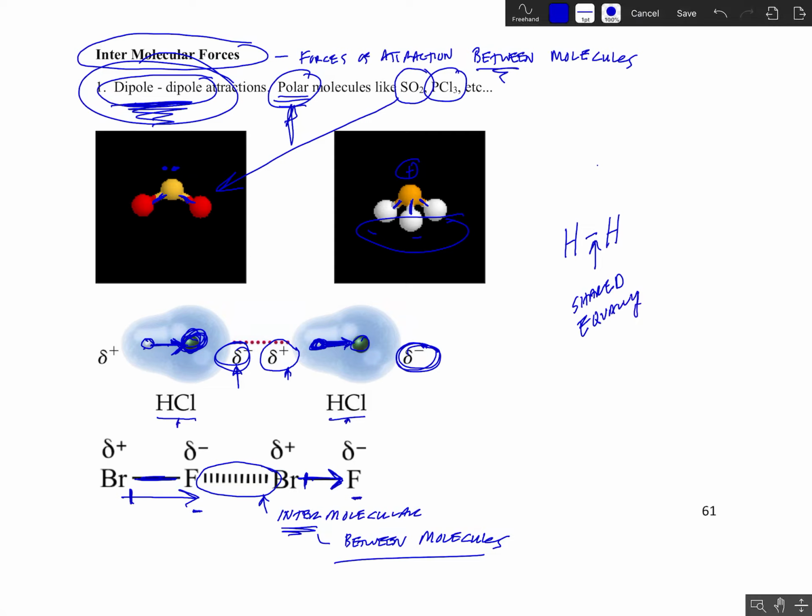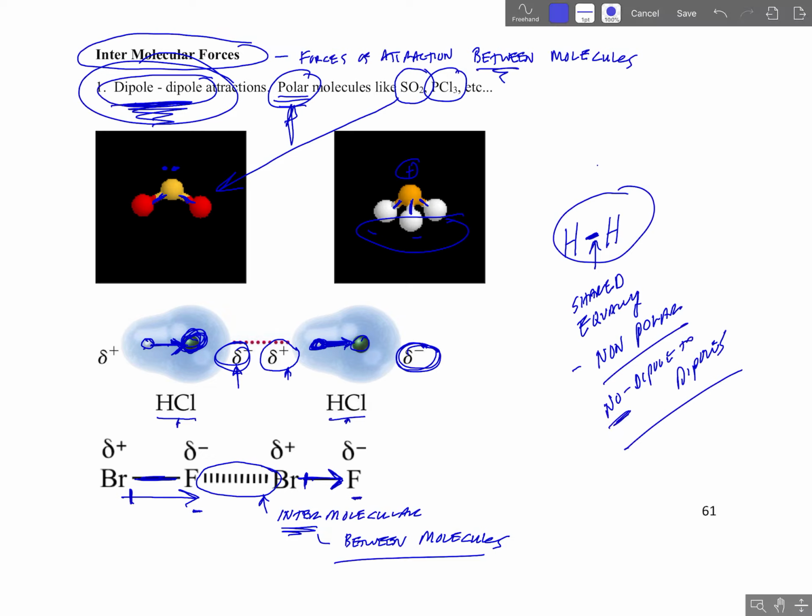In fact, it can't be shared more equally. Those two hydrogens obviously have the same electronegativity. So if they're being shared equally, there isn't a positive end and there isn't a negative end. Therefore, this molecule is nonpolar. And there are no dipole to dipole interactions because there's no positive or negative end to the H2 molecule. So this does not have a dipole to dipole interaction.